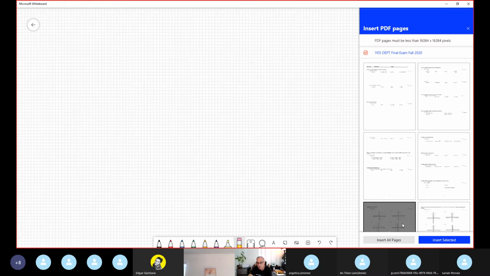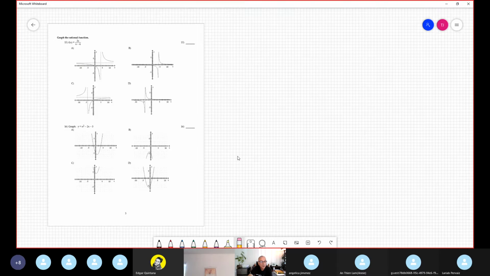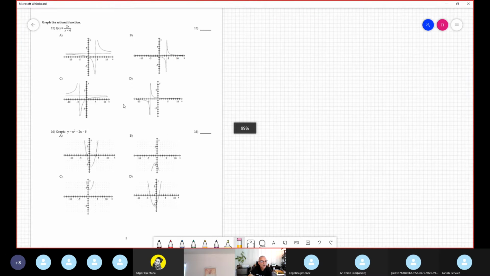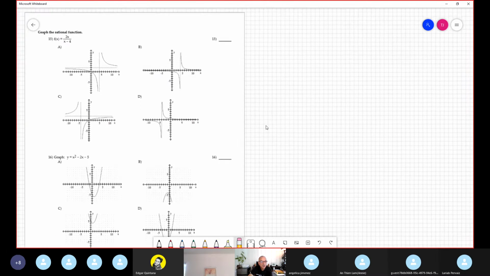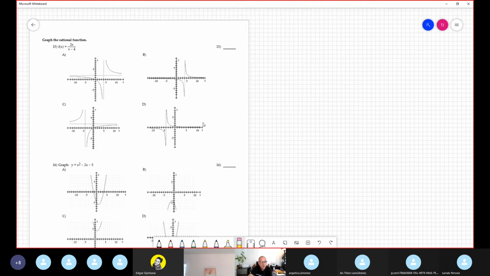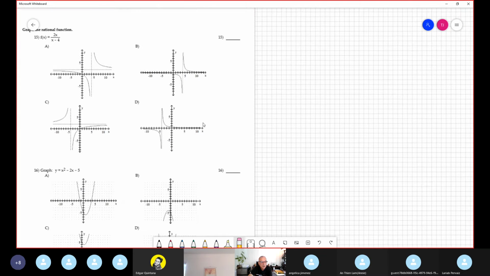This one. Wow, what the hell is that? This is the identification using your common sense and imagination. What is the graph of this? Not do the graph, identification. The first one is a rational function, and this rational function is 2x divided by x minus 4.